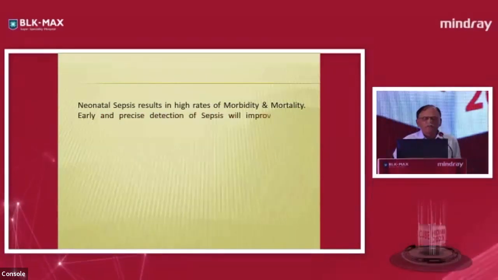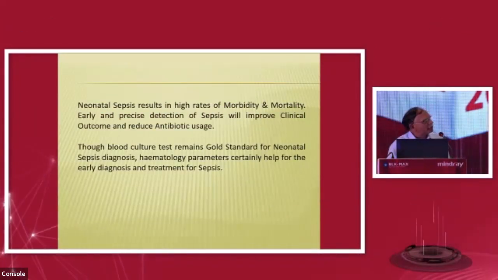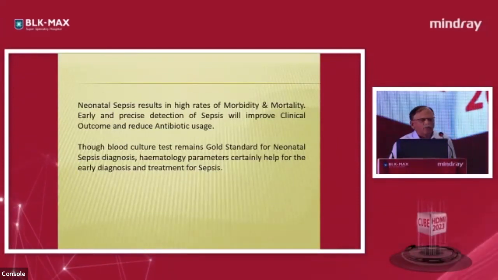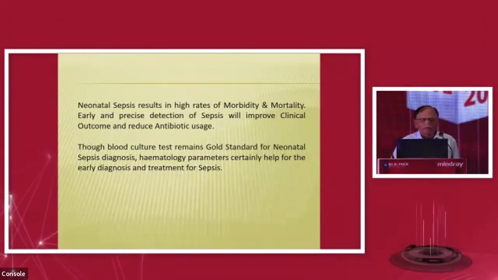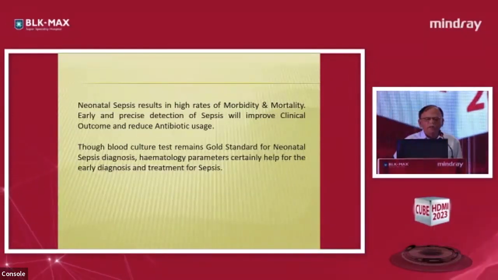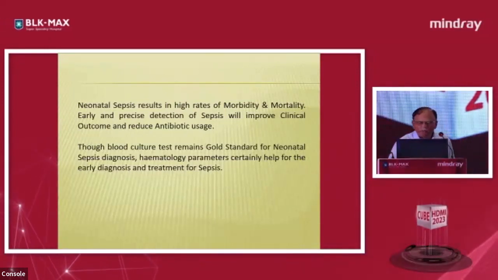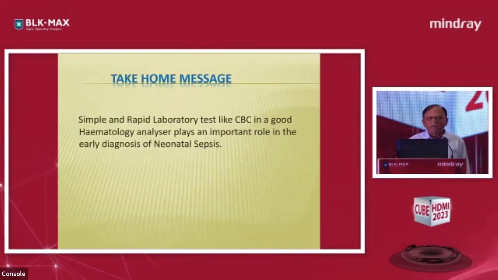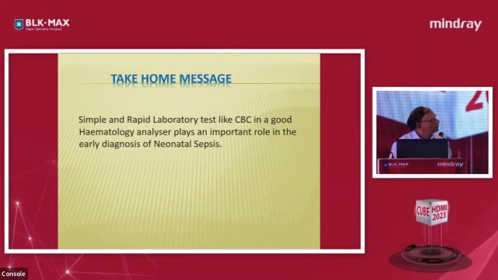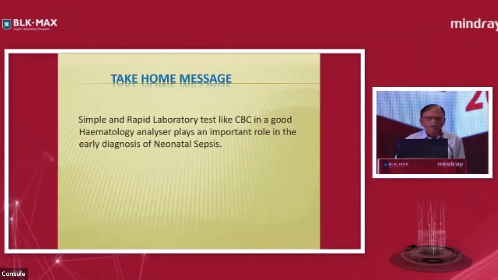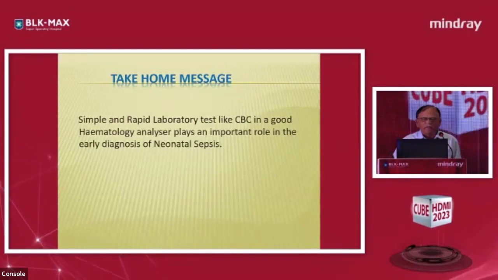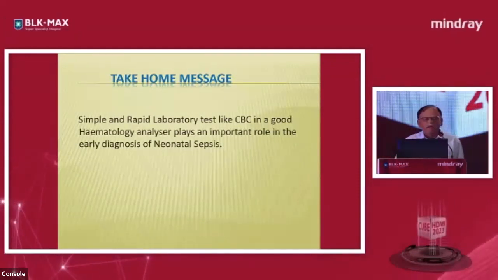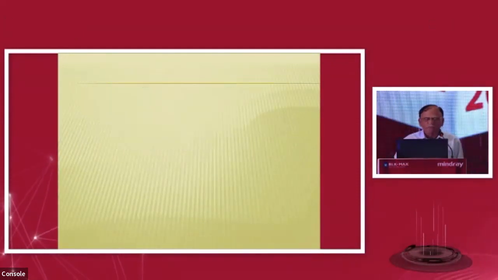Neonatal sepsis results in high rates of morbidity and mortality. Early and precise detection of sepsis will improve the clinical outcome and reduce antibiotic usage. Though blood culture remains the gold standard for neonatal sepsis diagnosis, hematology parameters certainly help in the early diagnosis and treatment of sepsis. Finally, simple and rapid laboratory tests like CBC on a good hematology analyzer play an important role in the early diagnosis of neonatal sepsis. Thank you.